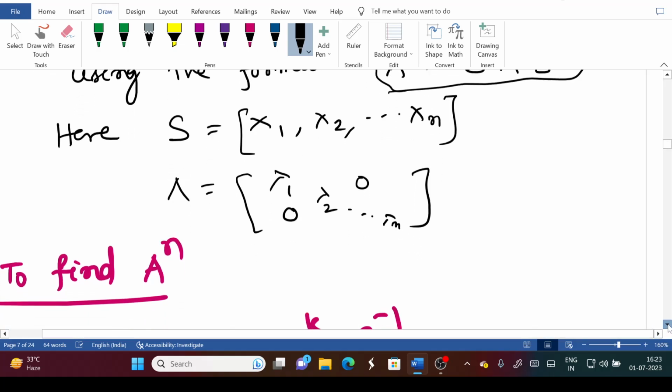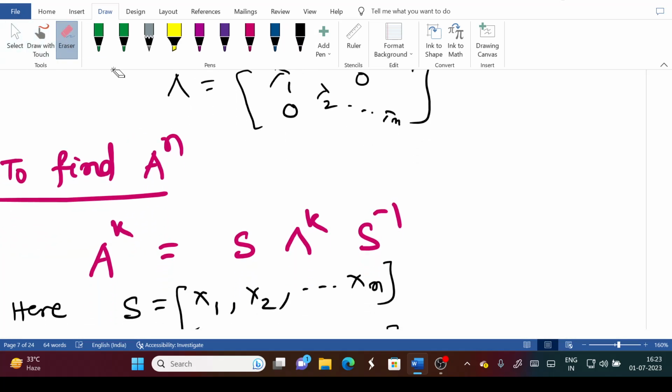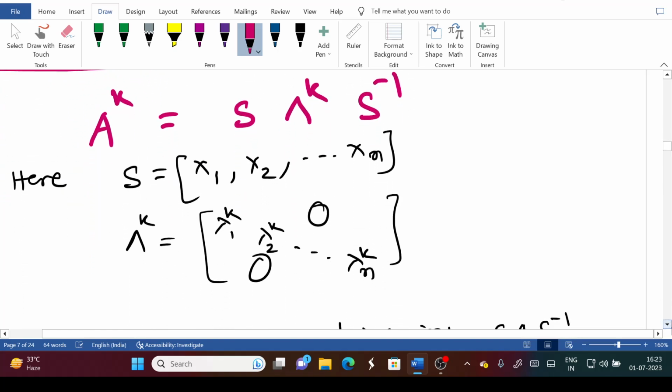Once A is obtained, we can comfortably find A to the power K. How to find A to the power K? It is S Λ^K S inverse. And what is Λ^K? Λ is a diagonal matrix. Λ^K means each of the diagonal elements is raised to the power K. Already we have S with the eigenvectors as its columns. Then we have the diagonal matrix with λ1^K, λ2^K, up to λn^K as its diagonal entries.